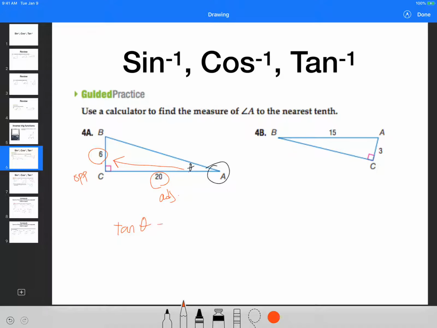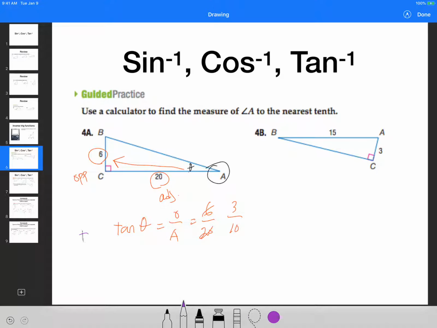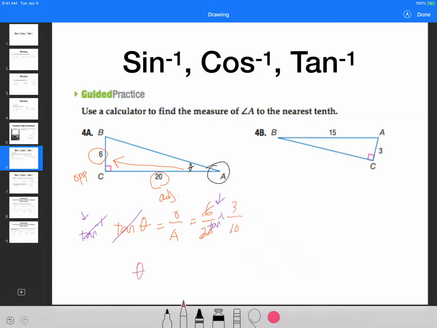Tangent of theta. And tangent of theta, turns out, is opposite over adjacent, which makes it 6 over 20, reduce it down to 3 over 10. And how am I going to solve for what this angle is? You're going to be using inverse tangent to cancel it out. So inverse tangent on the left-hand side here, inverse tangent on the right-hand side here, and these two will cancel each other out, which makes this, theta, equal to tangent inverse 3 over 10.